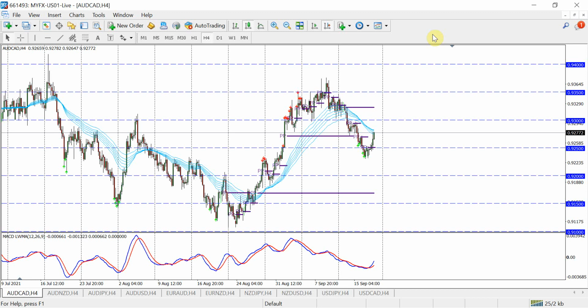So my MT4 terminal, for those who have been long-term fans of my content, will know that this is the kind of setup that I like to have, and I'll go through all these indicators that I've got on the screen. It may look complicated, but trust me, it's very, very straightforward and very, very basic.